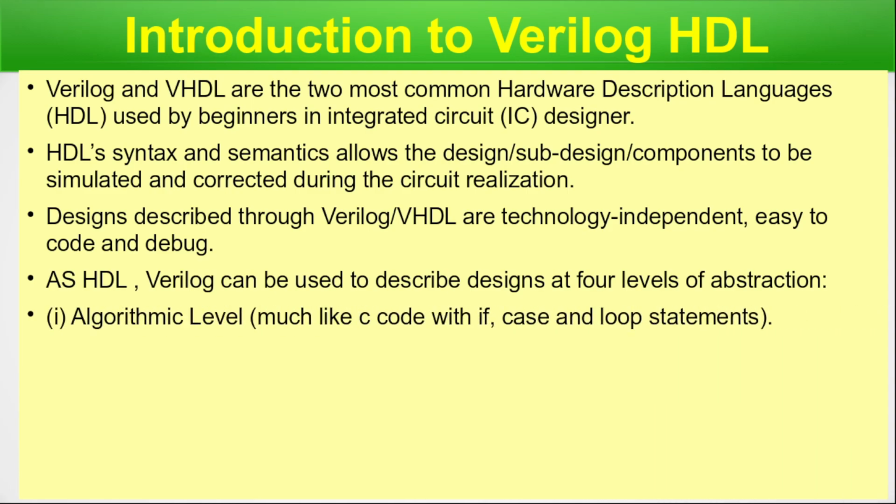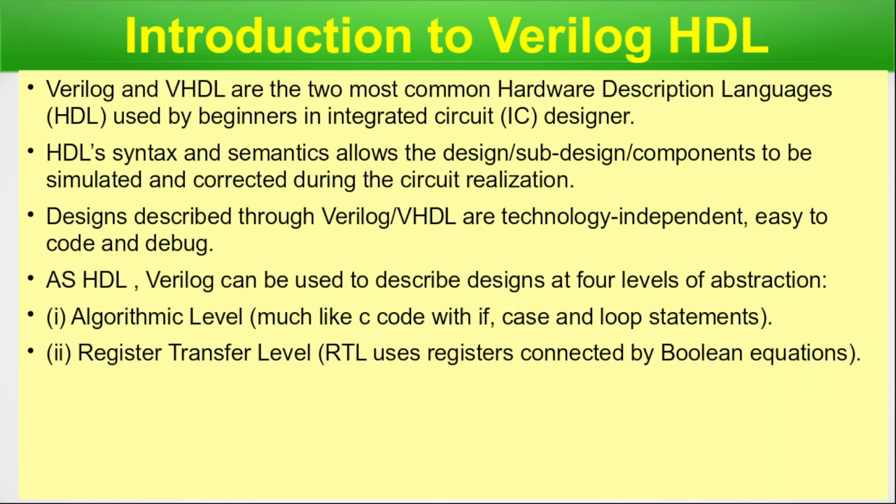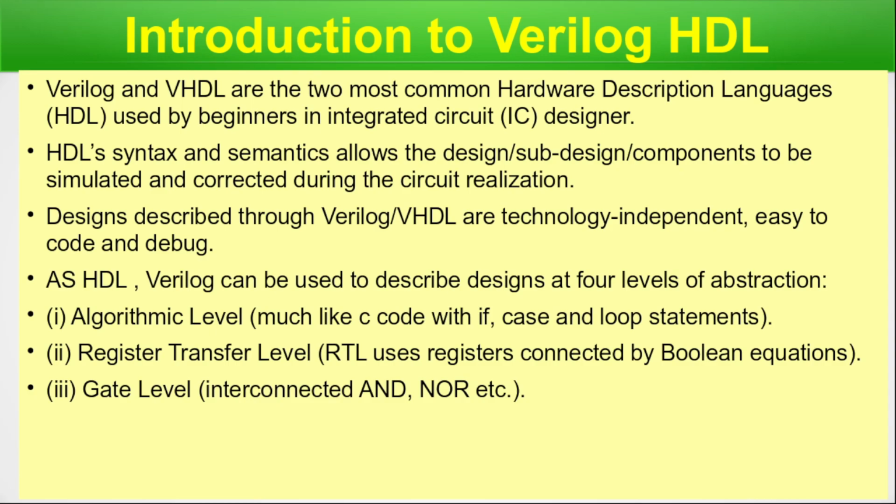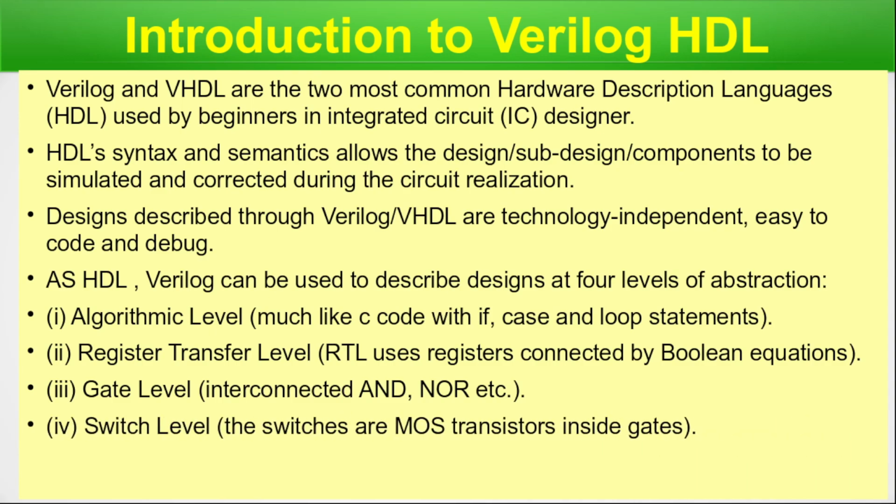First, algorithmic level, much like the C code with if, case, loop, etc. Next, the register transfer level, often abbreviated as RTL, uses registers connected by Boolean equations. Gate level, interconnected format of AND, NOR, etc. The basic logic gates. Switch level. The switches are MOS transistor inside the gate.